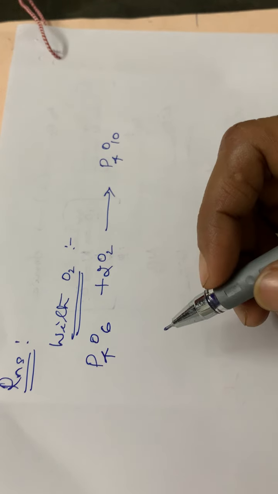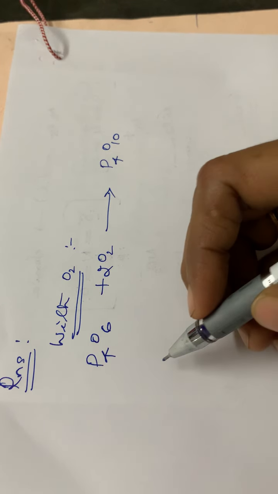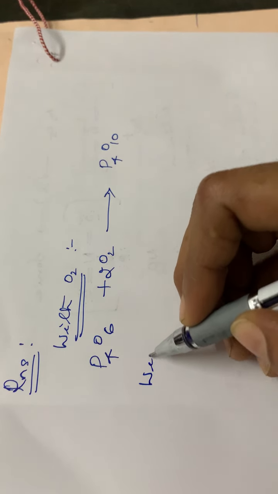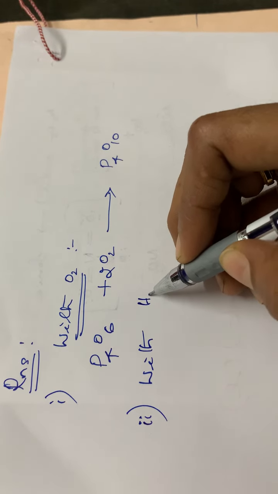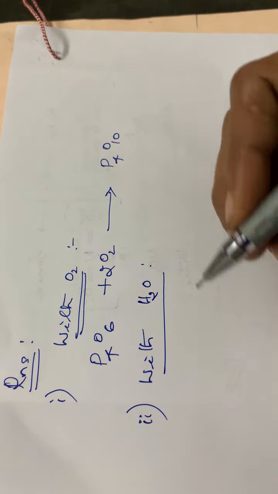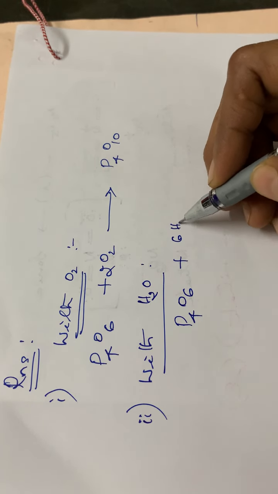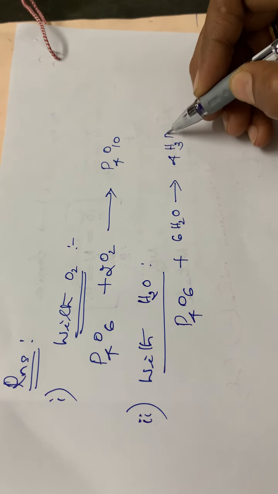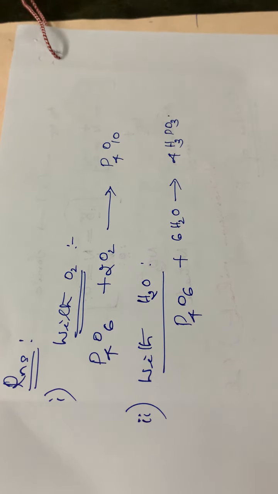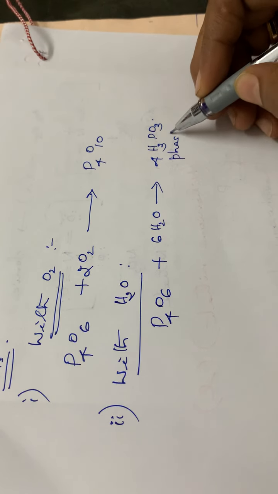Then the next one: P4O6 is considered an anhydride of phosphorus acid. That means the reaction with water. The second reaction, with water: P4O6 plus 6H2O giving 4H3PO3. What is H3PO3? It is phosphorus acid.